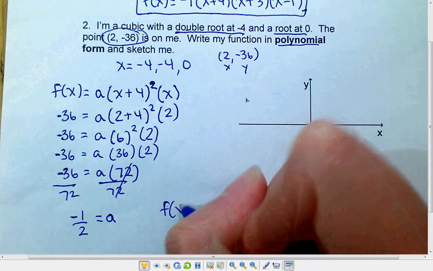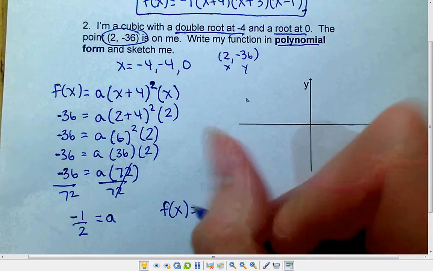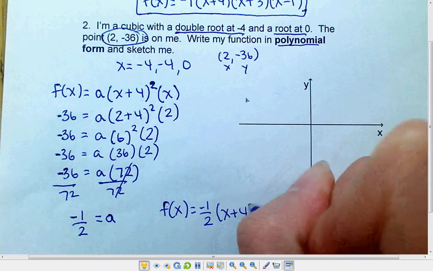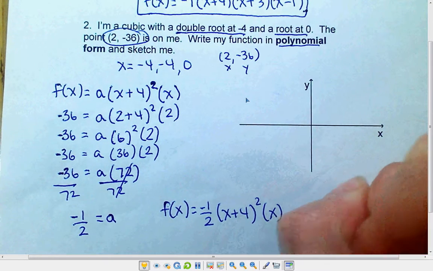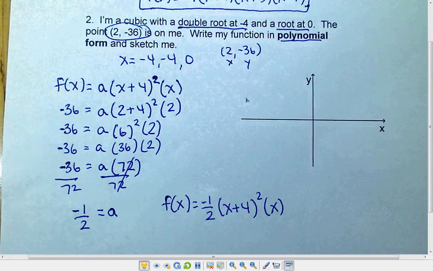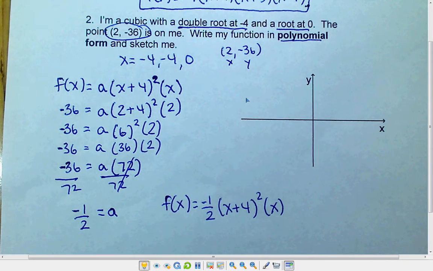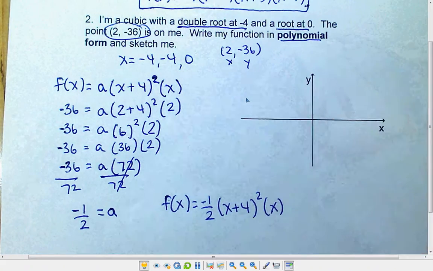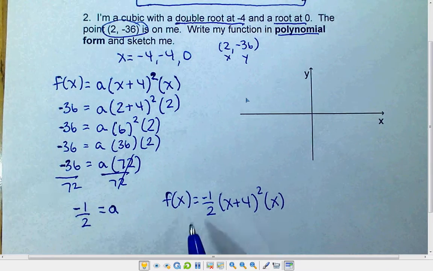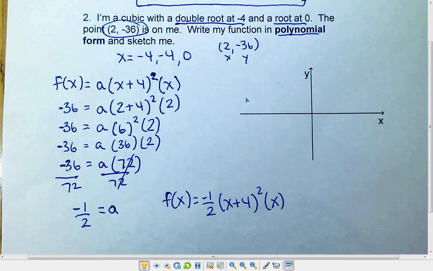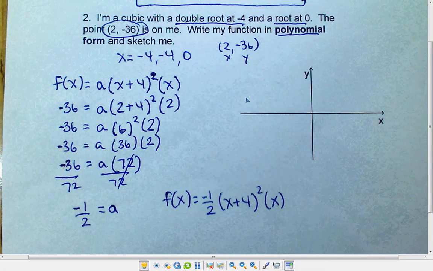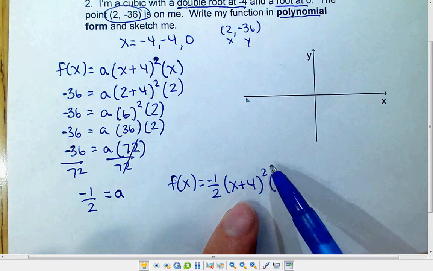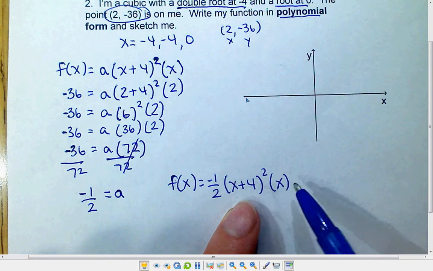And again, we're just going to take this value for a, plug it back into our original equation. So we have negative 1/2 times (x plus 4) squared times x. And so this is where we would stop if this was asking for factored form. Because they're asking for polynomial form, what we're going to do is multiply this out. We're not going to leave it like this, we're going to multiply it out. So the first thing I want to multiply out, just like with our PEMDAS, we're going to first square this before we multiply it with this one.